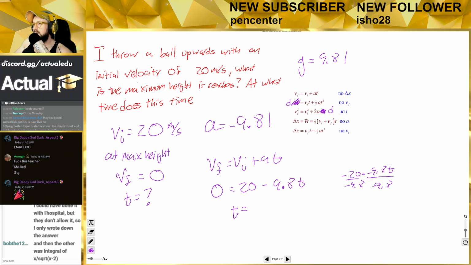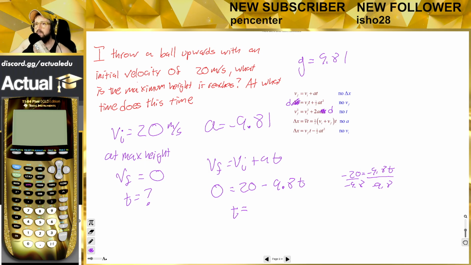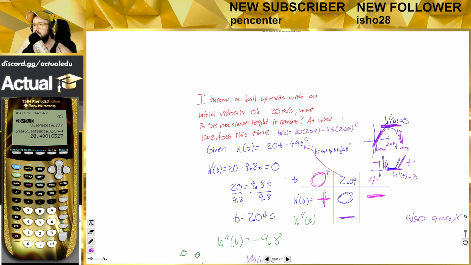And we already did this, right? So if I turn on my calculator and go up here, see how 20 divided by 9.8 was right here? Yeah, it's 2.04. So already, this is the same time that we got using calculus.